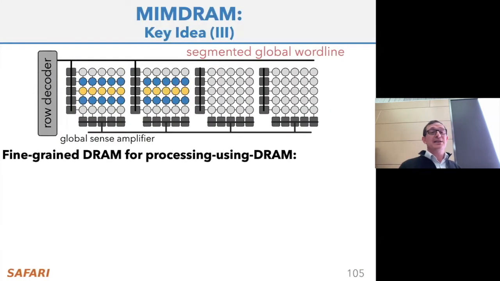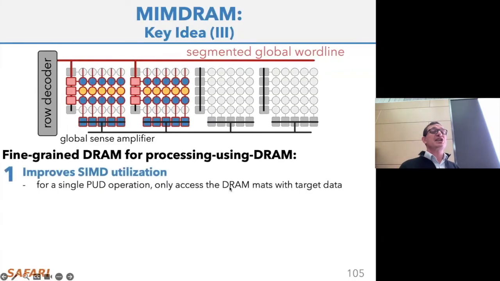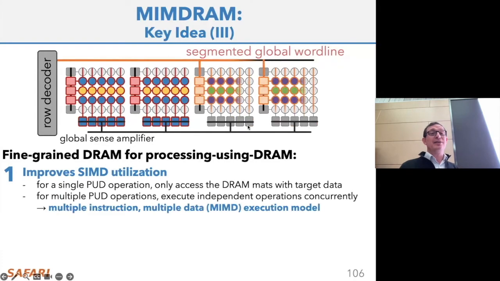But once you do that, you can improve utilization of these subarrays because you don't need to activate this part of the subarray. And on the other side, you can do other things. For example, an operation happens from one application over here, another operation happens from another application over here. It doesn't have to be other applications. It could be the same application, as we showed in this work.